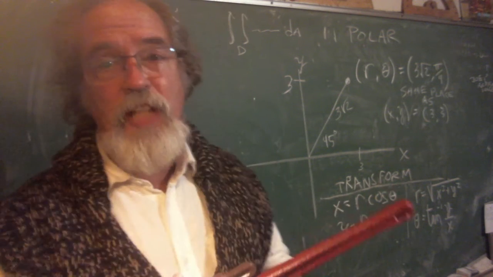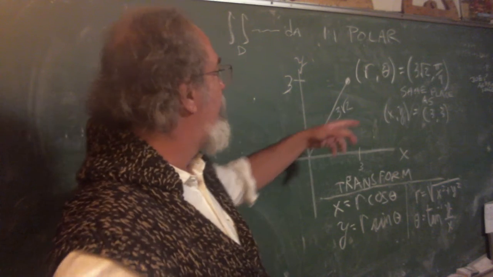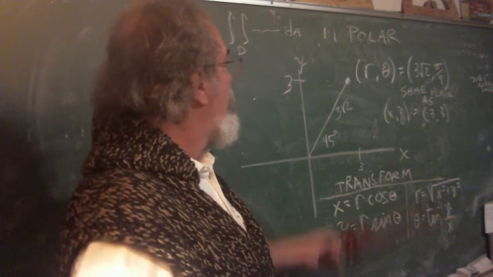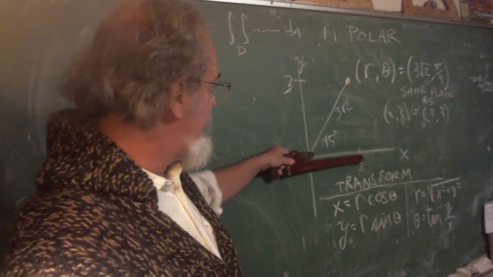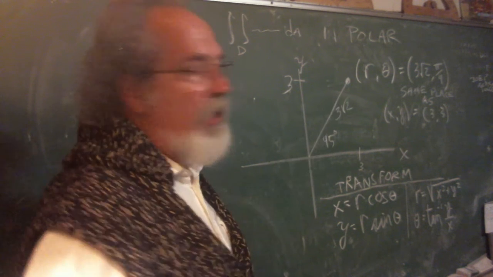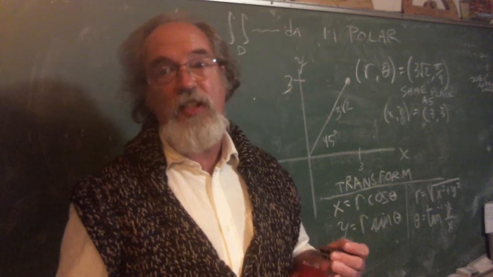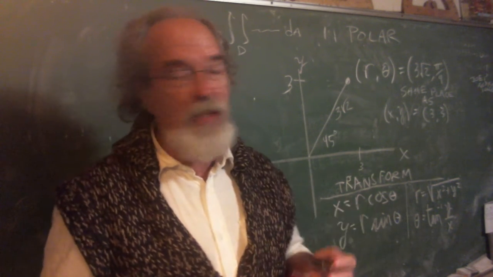So you can name a point. This point here, I went out 3 on the x, 3 on the y. That's the point 3, 3 in rectangular coordinates. It's also the point 3 square root of 2 comma pi over 4, because this angle is pi over 4, and the distance from the origin is 3 square root of 2. So it's an alternative way of laying down points. It's an alternative way of making curves happen. Because what's a curve? It's just a set of points.